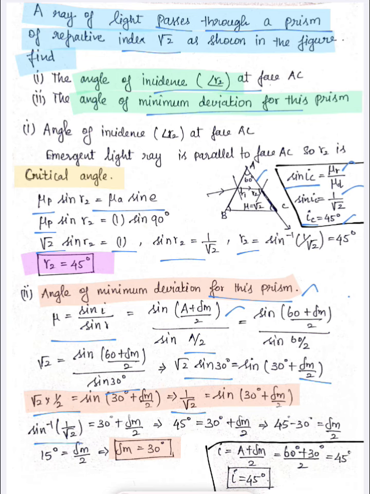It becomes sine inverse of 1 by √2 equals (60 plus delta m) by 2, and sine inverse of 1 by √2 is 45 degrees. When we solve this we get 15 degrees plus delta m by 2, so the minimum deviation is 30 degrees. After finding minimum deviation we also find the angle of incidence, that is i equals (A plus delta m) by 2. A is the angle of prism, delta m is 30 degrees, which gives 45 degrees.